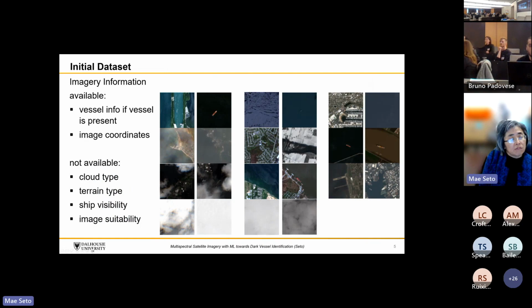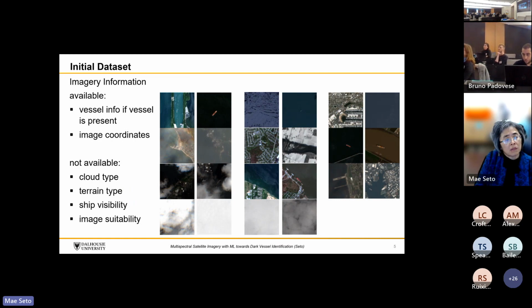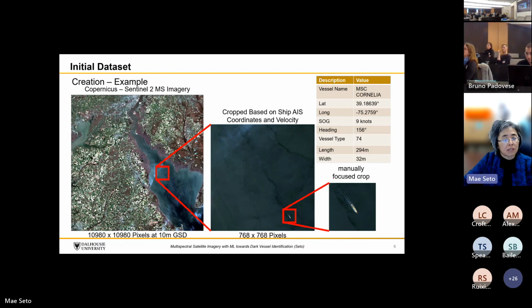So what kind of information is available? From the Sentinel data set, you can get the vessel information if the vessel is actually in the imagery, of course, and every pixel is georeferenced. What isn't available, which we're interested in, is the cloud type, the terrain type, the ship visibility, and the image suitability. This is an example of how we are extracting data manually for now. So given a certain section, you would focus in on what you think is a detection and then try and correlate it against the information that could be available through AIS.